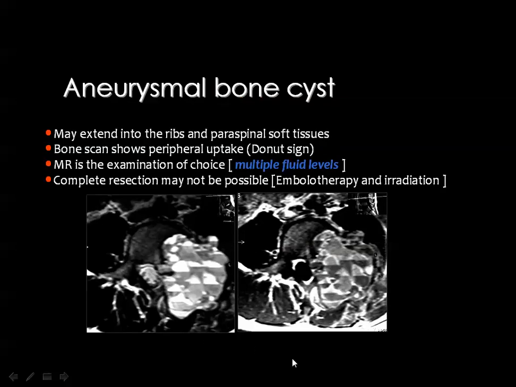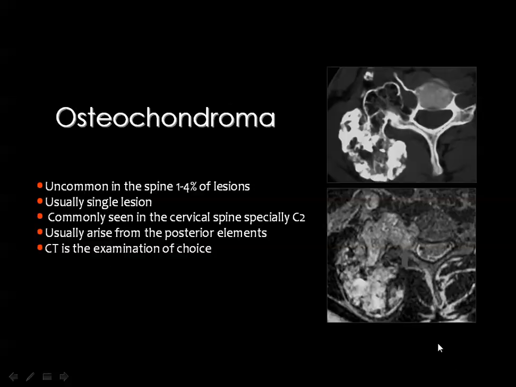This is a classic example of an aneurysmal bone cyst in the lumbar spine. You see the lesion is involving part of the vertebra. The neural elements as well are involved, with the classic appearance of multiple fluid levels.